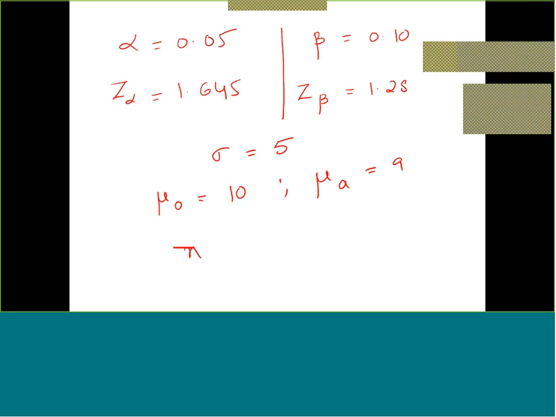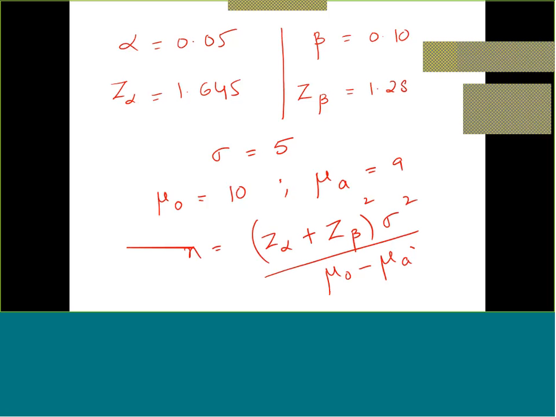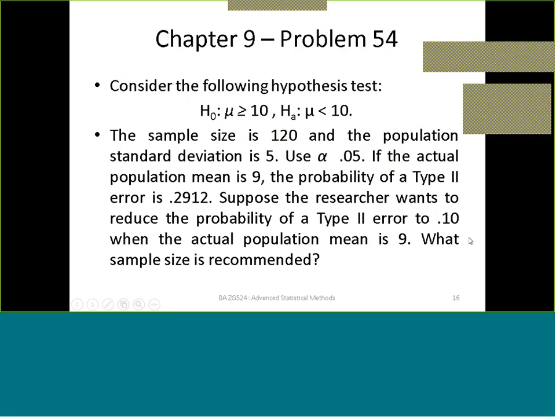So use the formula n equal to (Z alpha plus Z beta) whole square into sigma square by (mu naught minus mu A) whole square. If it is a two-tailed test, you have to write Z alpha by 2 instead of Z alpha. And the answer is coming out to be 214. So this is a problem of identifying sample size.